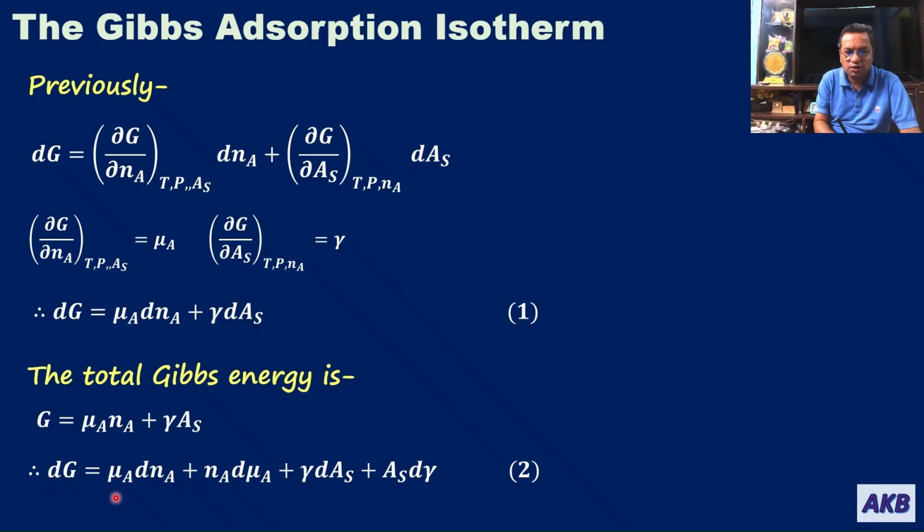So dG is equal to mu A into dnA plus nA into d mu A plus sigma into gamma into dAs plus As into d gamma, and I am calling it equation number 2. So we have equation number 1 and equation number 2. Both give us dG, so the right hand sides of these two equations can be equated, and we are going to do that in the next step.